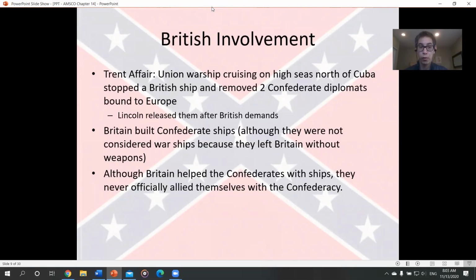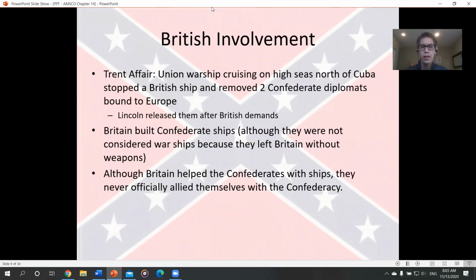England also built ships for the Confederacy. Now, these were not technically warships because when they were sent from England to the South, they didn't have weapons on them. But England knew what they were going to be used for. For the South, this was important because remember, the South was not as industrialized and didn't have factories, so they did rely on England for those warships.